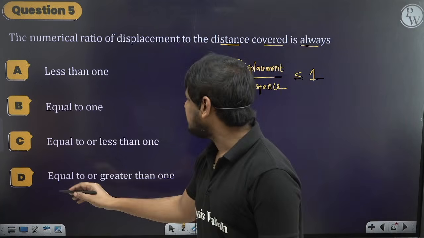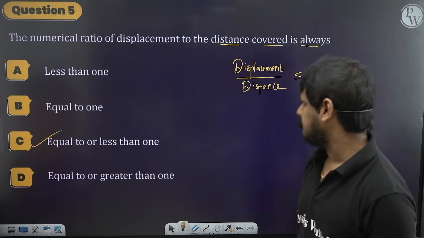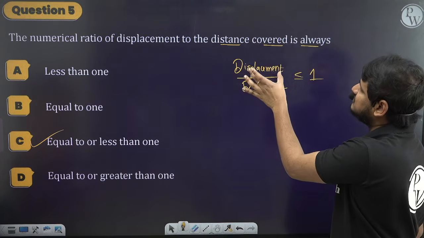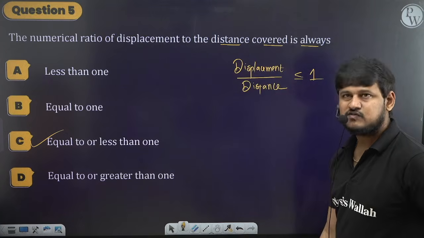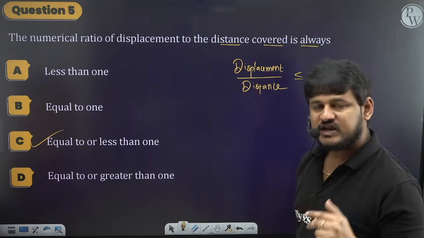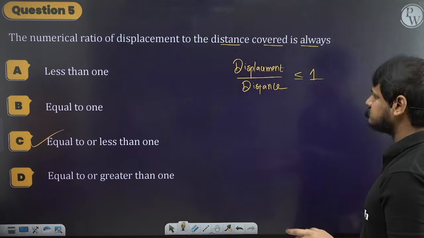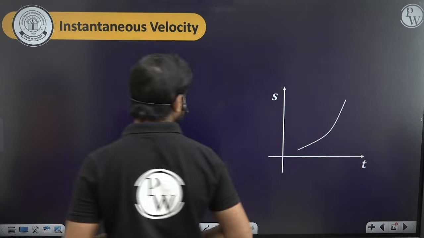So this is always equal to or less than 1. They asked displacement to the distance. Displacement will always be less than or equal to distance. When will it be equal? Whenever the body travels in a straight line. Right? Simple question. So now what is the instantaneous velocity?